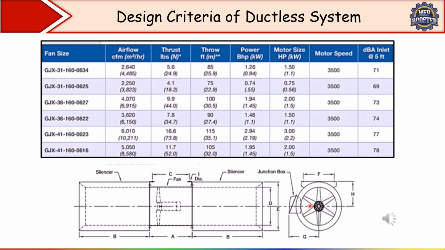Here see the section view of the jet fan is given. Okay, the junction box and silencer we are using to reduce the noise level. Then here we have installed the fan. So based on your airflow rate, you will get the fan size, thrust, flow, power, and motor size as per the manufacturer catalog. Okay, here I have taken one of the catalogs for jet fans. Based on which manufacturer you are following, you will get the catalog and you can select your fan.